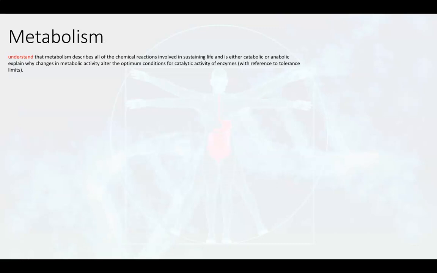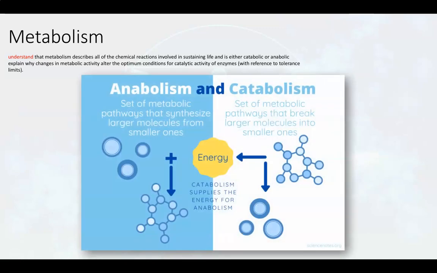So metabolism. Metabolism actually refers to all the chemical reactions and processes that occur in our body to maintain or sustain life. The two main types of chemical reactions that can occur in this process, you might know as anabolism and catabolism. Catabolism, I remember, sounds like catastrophe, breaking things down.